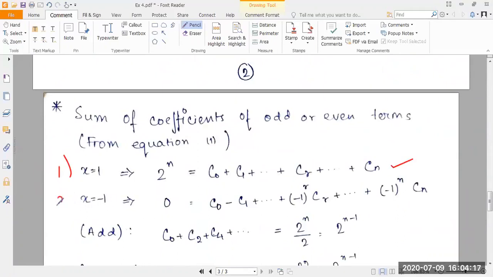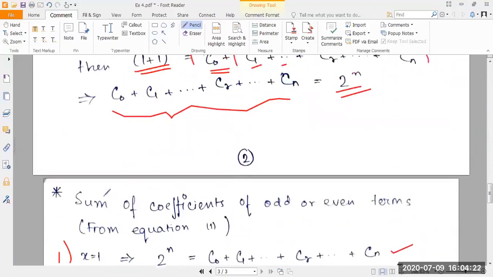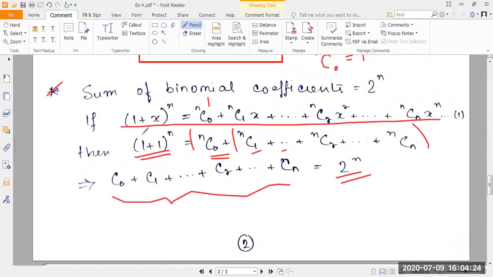The second step is, instead of replacing x with 1, I replace x with minus 1. So what I have is 1 minus 1 on this side, and on this side I replace x with minus 1. So we have minus 1 because it was nC1 into minus 1, so it becomes minus nC1. So we have C0 minus C1. Again, as we have replaced x with minus 1, we have (-1)^r on this side.